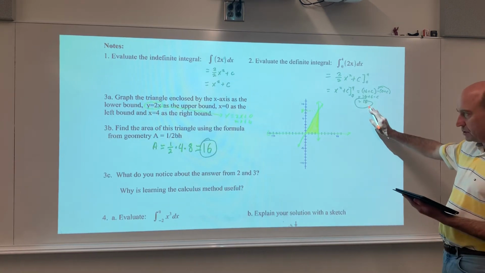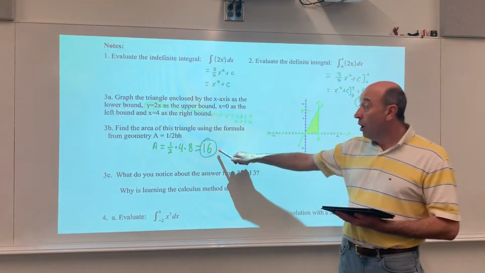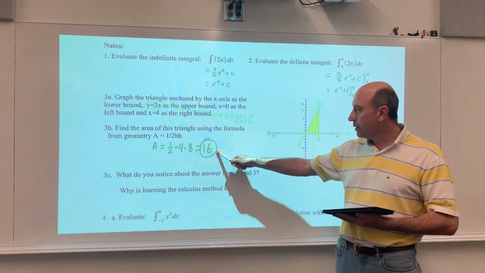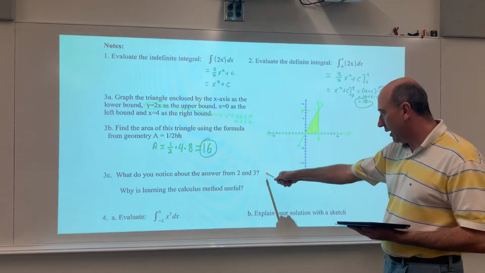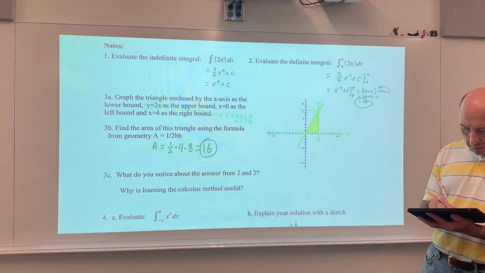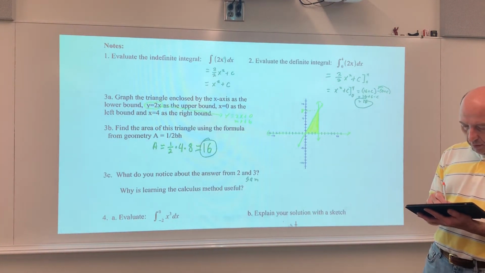Okay, what do you notice about the answers from 2 and 3? Problem 2, the answer was 16. And problem 3, the answer is 16. Holy cow, they're the same.